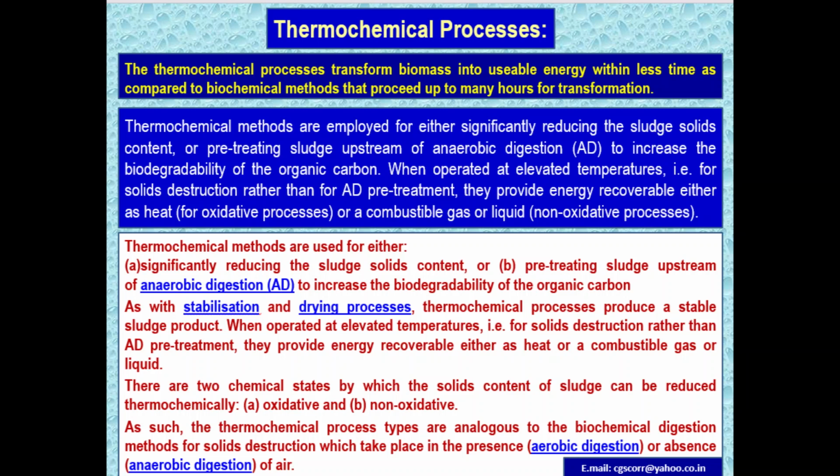There are two chemical states by which the solids content of sludge can be reduced thermochemically. One is by oxidative, another is by non-oxidative method. As such, the thermochemical process types are analogous to biochemical digestion methods for solids destruction, which takes place in the presence, that is aerobic digestion, or absence of air, that is anaerobic digestion.